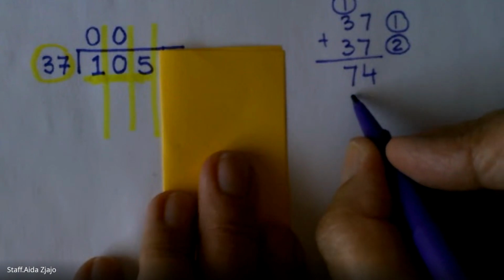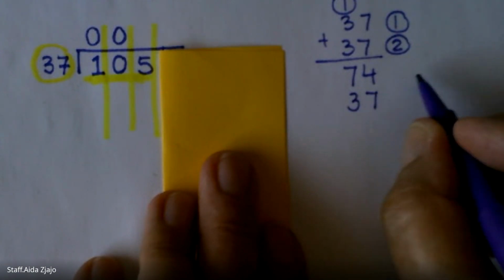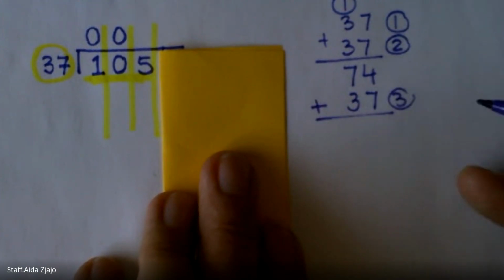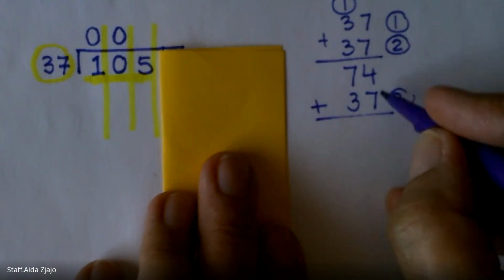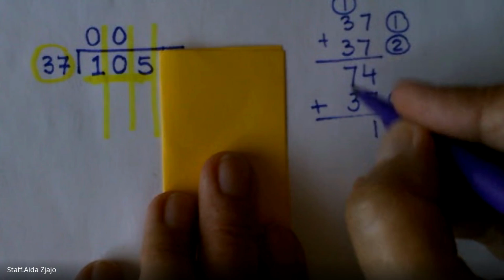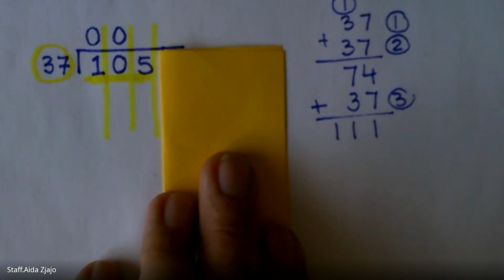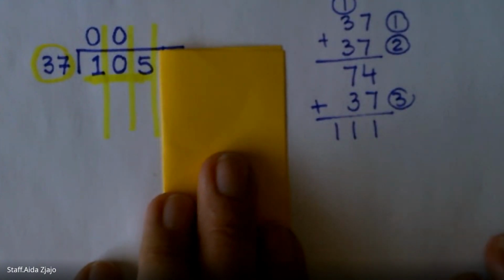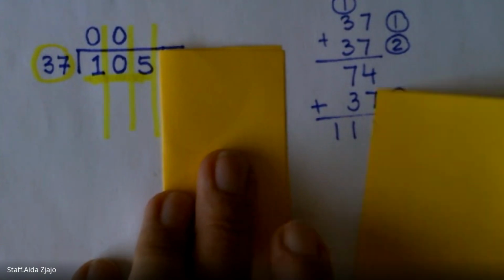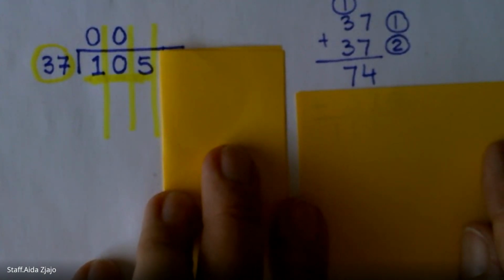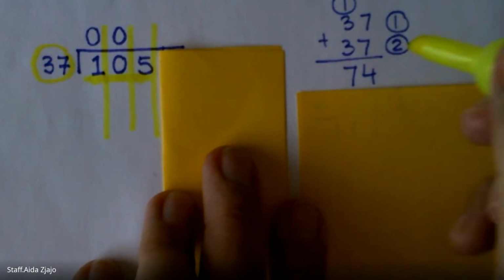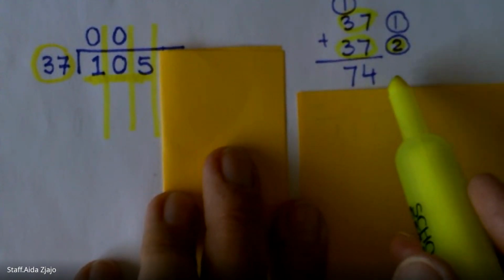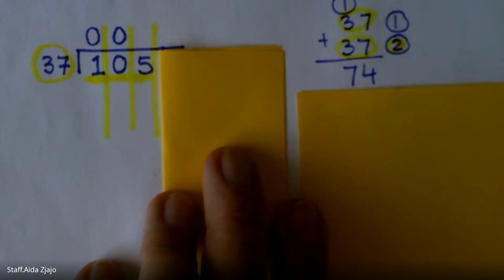If I add a group of 37 again, that will be 3 groups. So let me see how many I'm going to get. 4 plus 7 is 11. Remember 1, it's 111. So I only have 105. So I cannot use this. I only have 2 groups of 37 in 105.